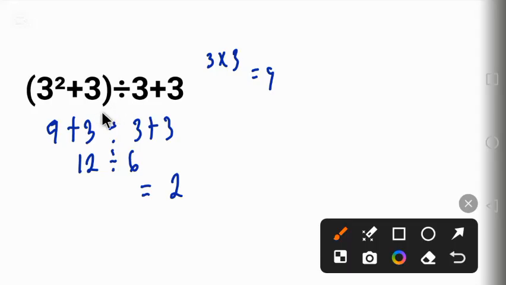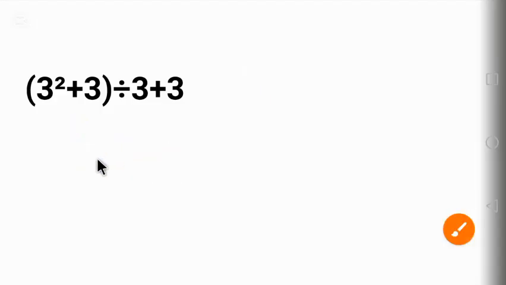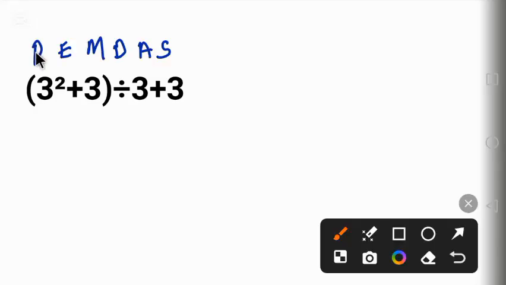according to order of operation, which is PEMDAS, division has higher priority. So this division should have been done before the addition. To solve this question correctly, we have to follow the order of operation called PEMDAS. Using this PEMDAS, P here stands for parentheses, which means bracket. We will solve everything in the bracket first.